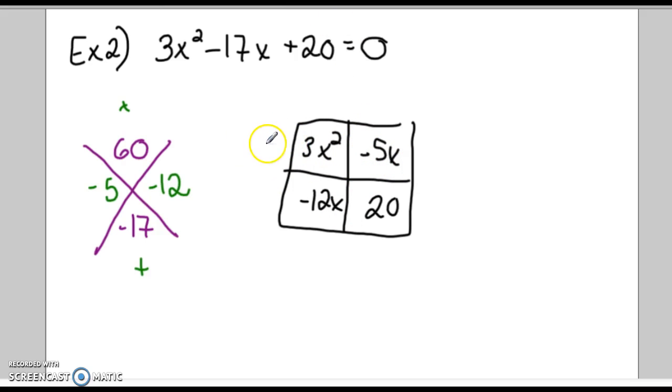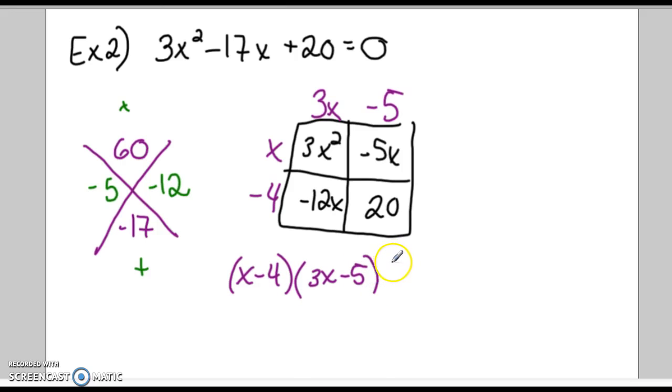So this first row, I can factor out an x. This bottom row, I see that out of -12x and positive 20, I can factor out a -4. That's my greatest common factor. Keeping in mind, I did a negative because that first box is negative. Okay, and so my first column, I noticed I can factor out a 3 and an x. In my second column, I can factor out a -5. So my two factors are x minus 4 and 3x minus 5.